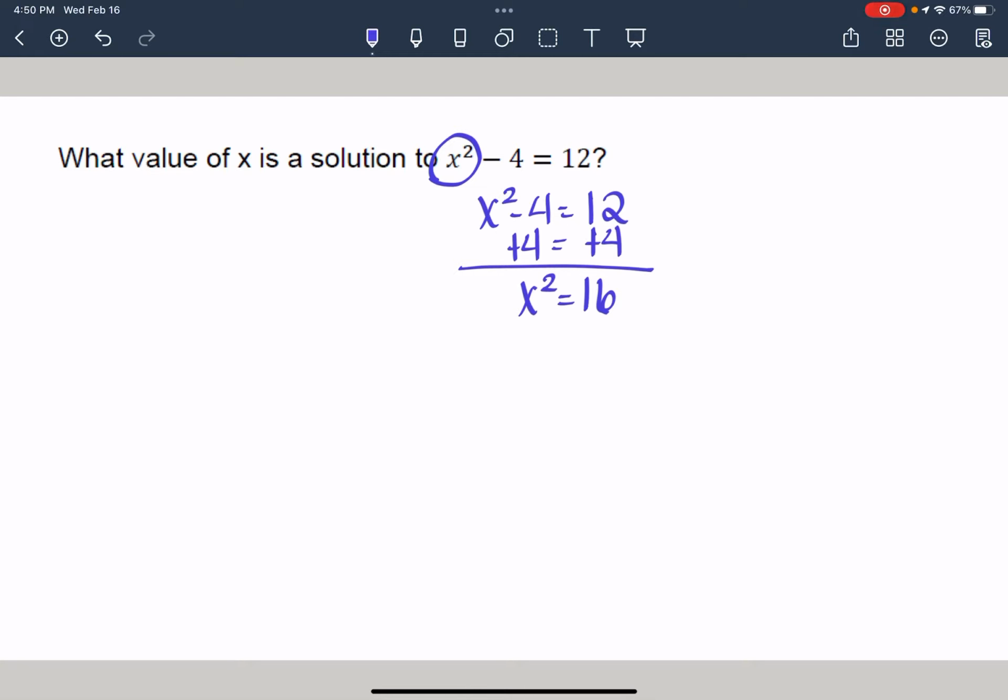Now, I have that square term by itself, so I can take the square root of both sides to solve for the value of x. Remember, when I do that, I do the positive and negative square roots. So this is going to give me x equals plus or minus 4.